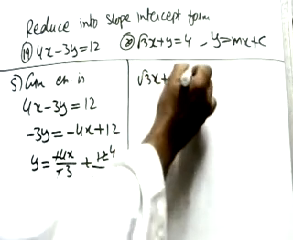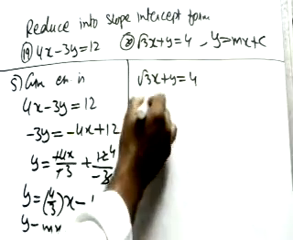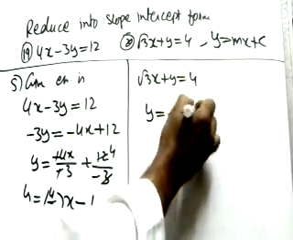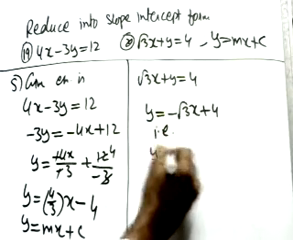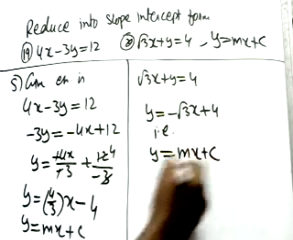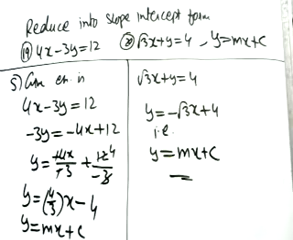Now let me do one more question. Root 3 x plus y equals 4. Bring this to the other side. You will get the answer y equals minus root 3 x plus 4. That is, it is of the slope intercept form y equals mx plus c.